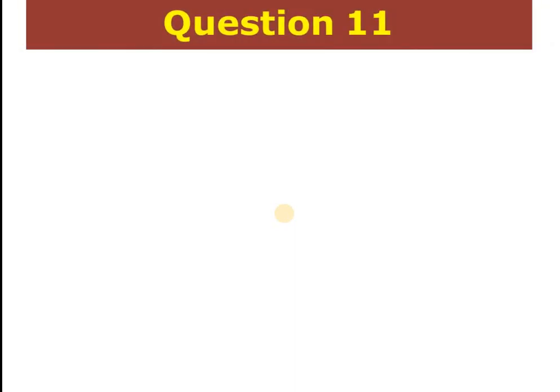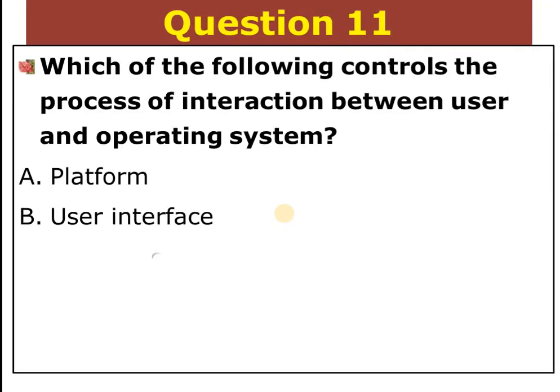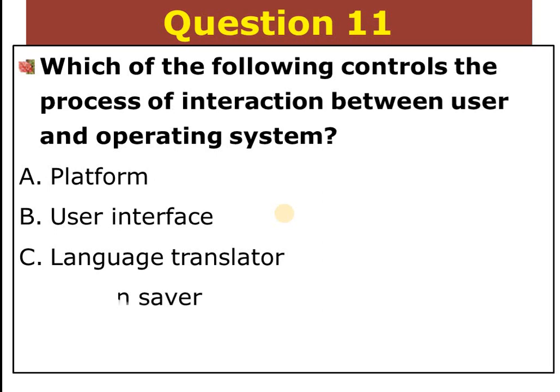Another question, question number 11. Which of the following controls the process of interaction between user and operating system? A. Platform. B. User interface. C. Language translator. D. Screensaver. The answer is choice B.